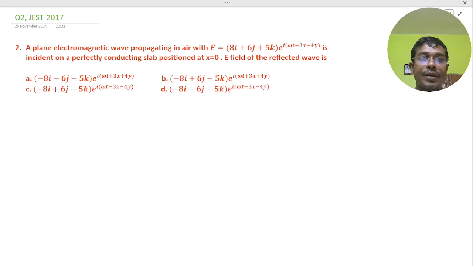2017. It is basically a plane electromagnetic wave propagating in air with E equal to 8i cap plus 6j cap plus 5k cap times exponential of i omega t plus 3x minus 4y, incident on a perfectly conducting slab positioned at x equal to 0. So basically we have to find the reflected wave, the equation of the reflected wave.